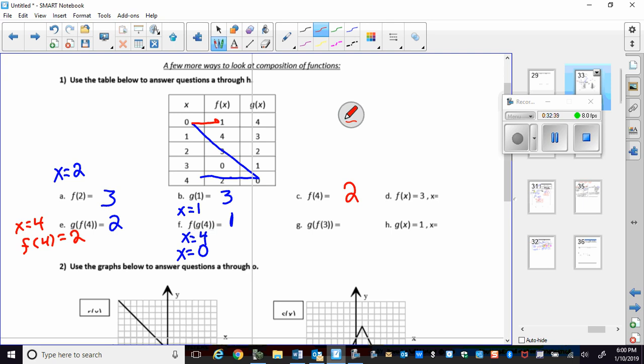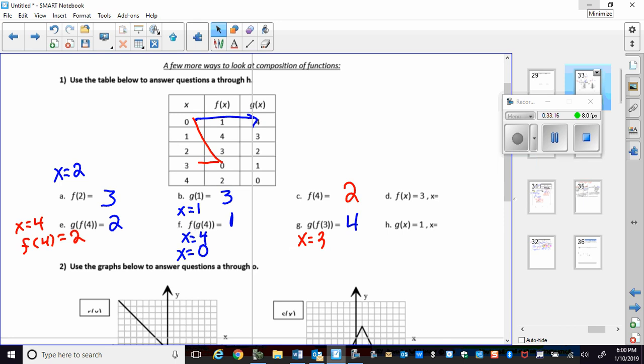So we'll try that again. You should always end up with some kind of z. Okay, we start off with x equals 3, then we go to f, so x equals 3, so it's 0, and I go back up to 0 and find g, and it equals 4. Yeah, we'll go back and fix that.